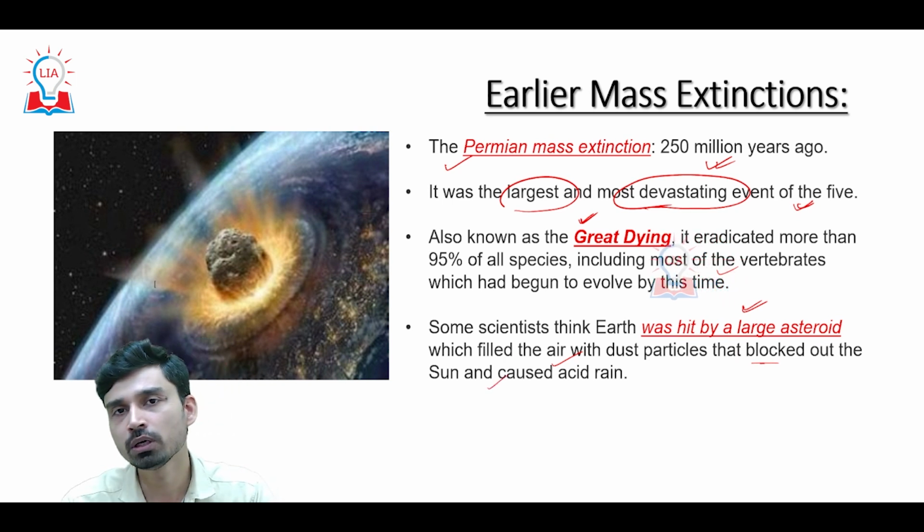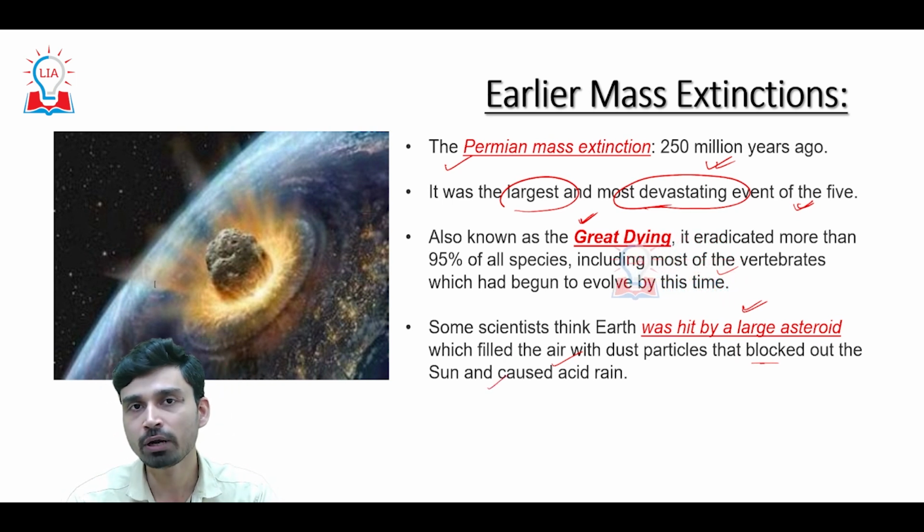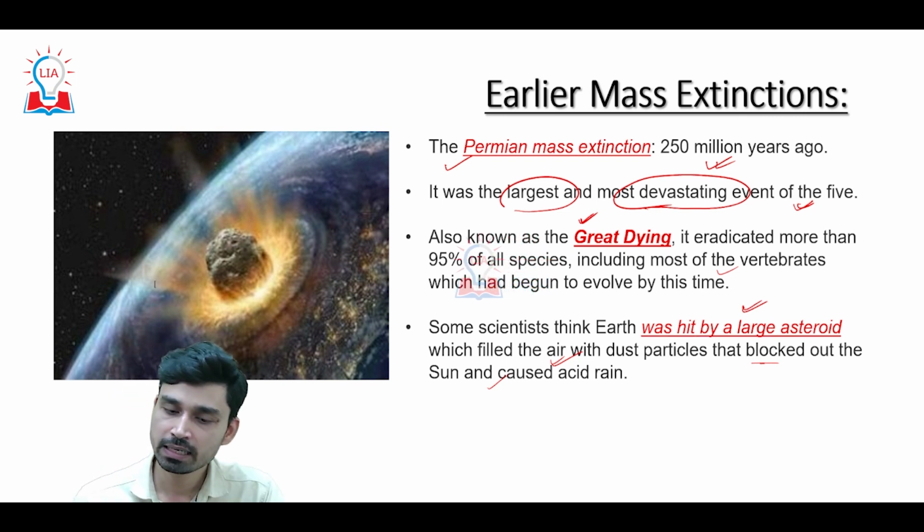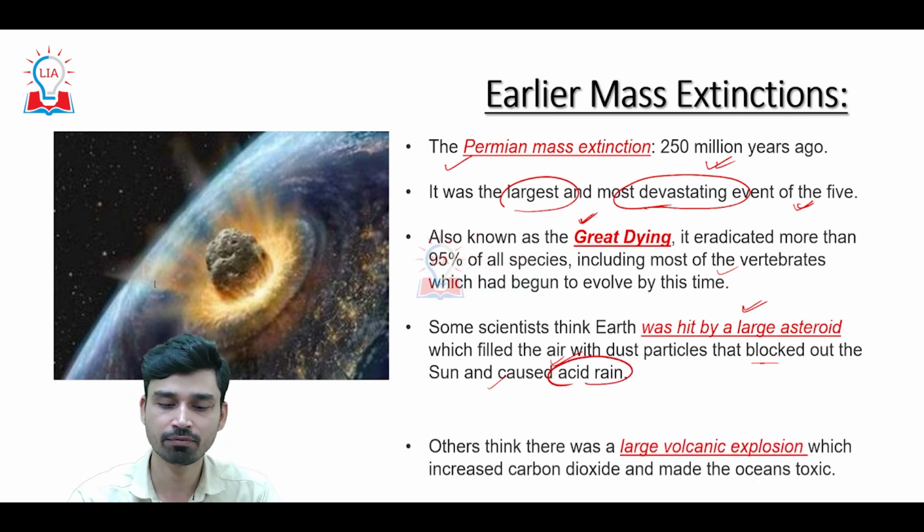And also, due to the condensation of water vapor, when the rainfall happened, all these harmful chemicals, all these acids that were present in the atmosphere, also started to come down on the Earth's surface, giving rise to acid rain-like phenomena.